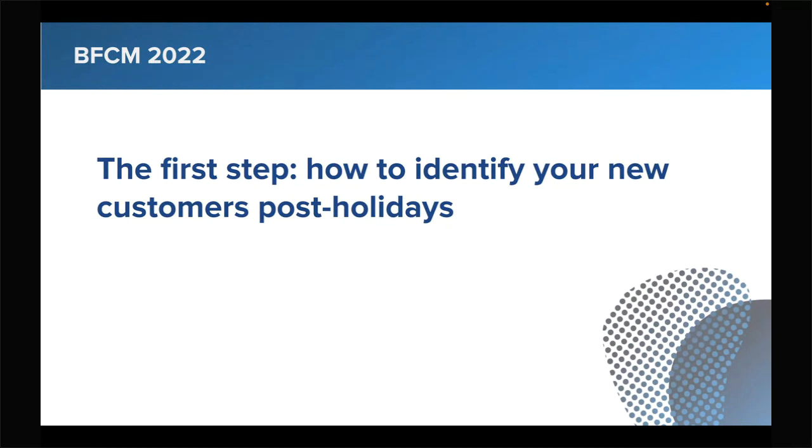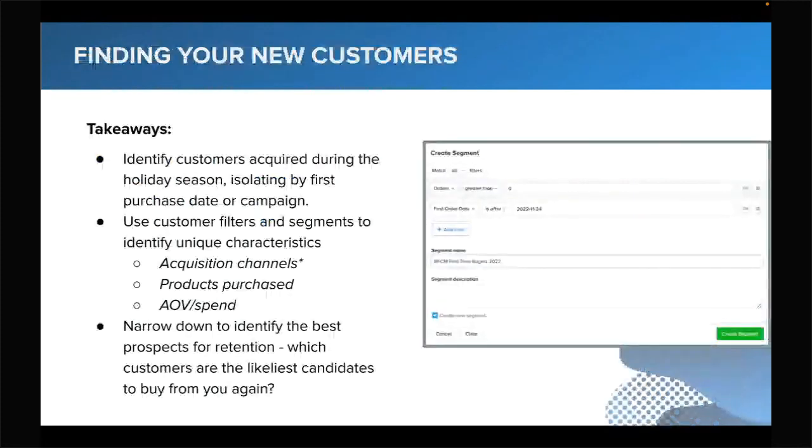So how do we do that in Glew? You're going to go into your Glew account, go to customer list, and click edit filters. This is going to allow you to take all of your customers and create a cohort on the basis of the criteria that we're identifying today, which is new customers who bought during the holiday season.